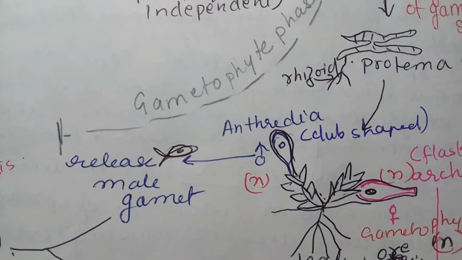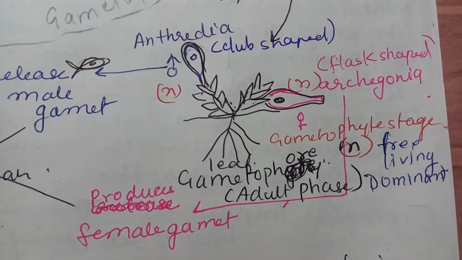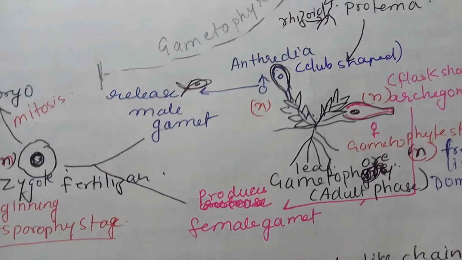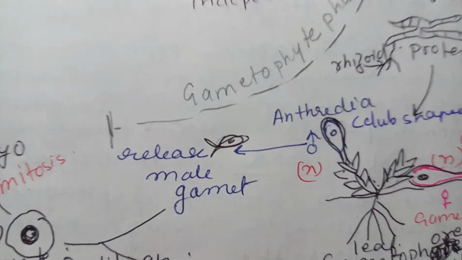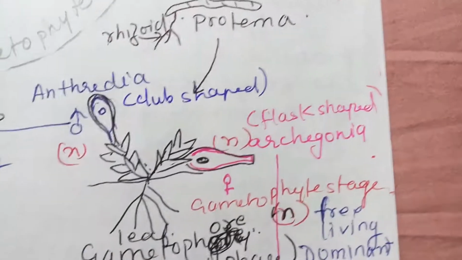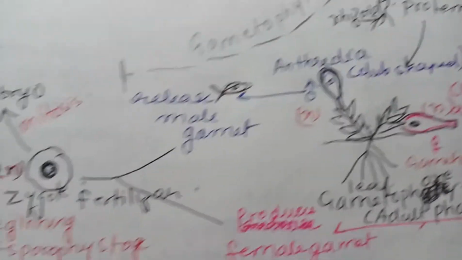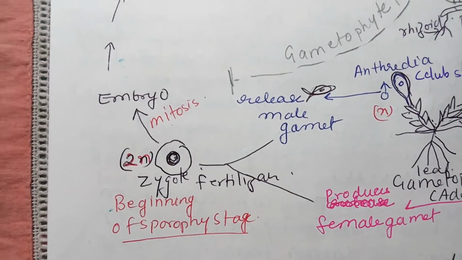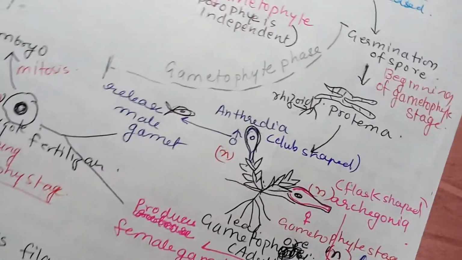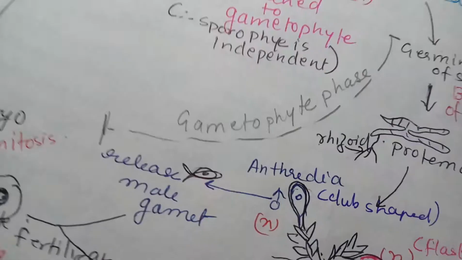Now the male gamete is released from the antheridia, and the archegonia produces the female gamete. When water is available, the male gamete swims, it has flagella, and reaches the female gamete in the archegonia, where fertilization occurs. After fertilization, zygote formation occurs. Now from the germination of spore till fertilization, this is called the gametophyte phase.